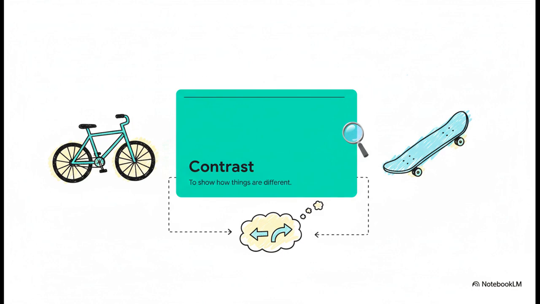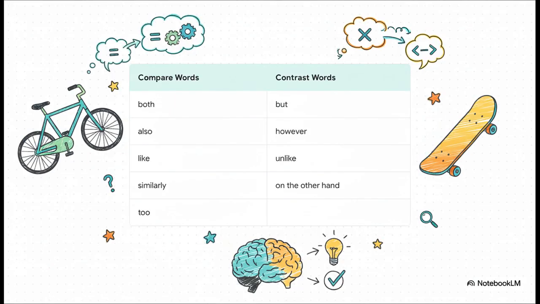And then, on the flip side, we have contrast. This is where you hunt for what makes things different, what makes them unique. Contrasting helps us see the special qualities of each thing, which honestly is just as important as seeing what they share.